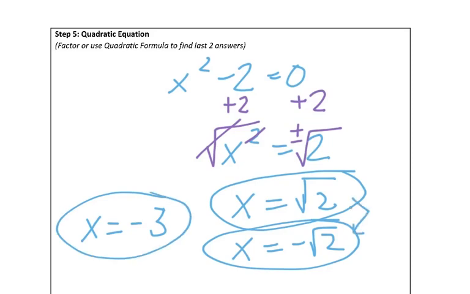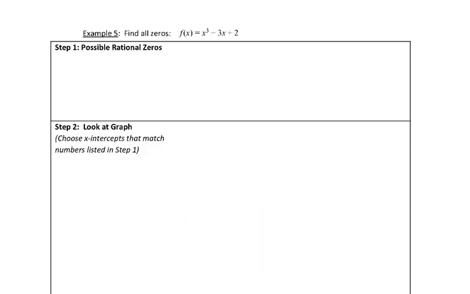These didn't show up in my first list because they're not rational. They're irrational. They're numbers that don't come out nicely. So we have 1 rational answer and 2 irrational answers, but 3 answers total because the degree was 3. Okay, let's do another one.